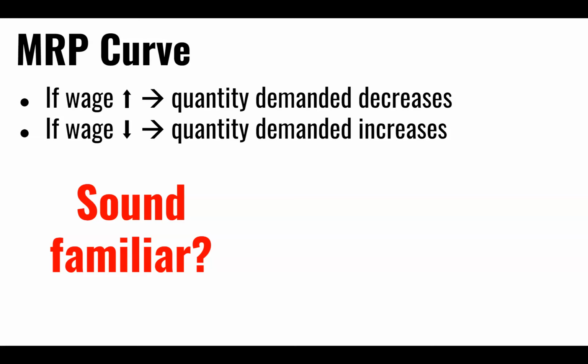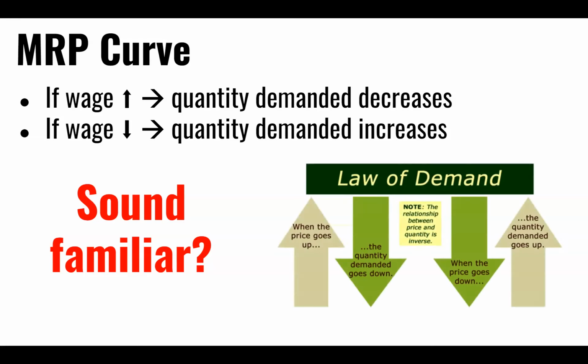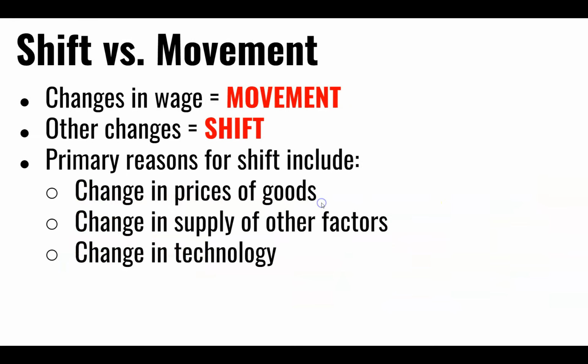Now, this concept should sound awfully familiar to you because that is the same concept that we used when looking at the law of demand. And so it turns out that the marginal revenue product is the demand curve for each of the factors of production. Because it's a demand curve, it also has our good friend shift versus movement show up again. When there's a change in the wage for labor or a change in the price of land or capital, then we see a movement along the existing demand curve. If there is another change, it's a shift in that demand curve.